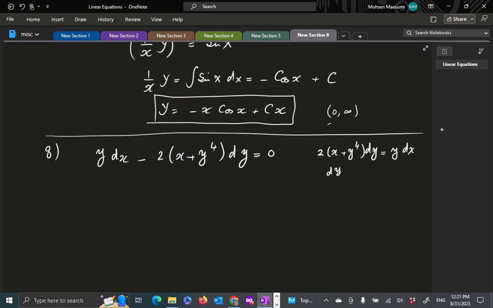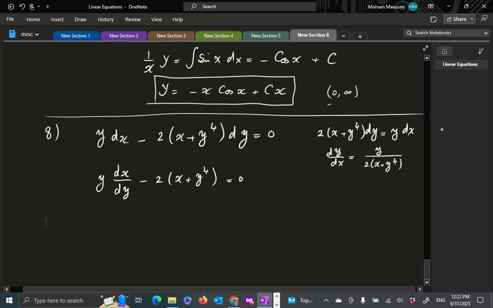Or here's another format of writing dy dx, that's y prime, is equal to y divided by 2 times x plus y to the power of 4. These are all equivalent forms of this equation. So here's another one. I can write this as dx dy times y minus 2 times x plus y to the power of 4 equal to 0. That's another format of it.